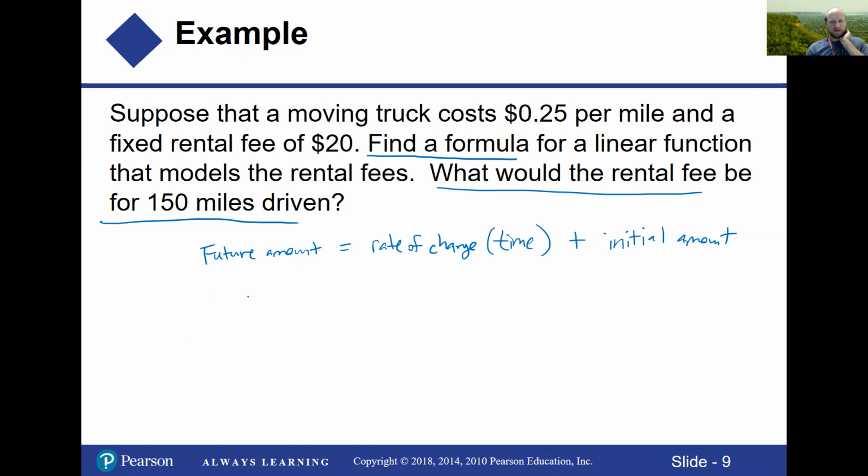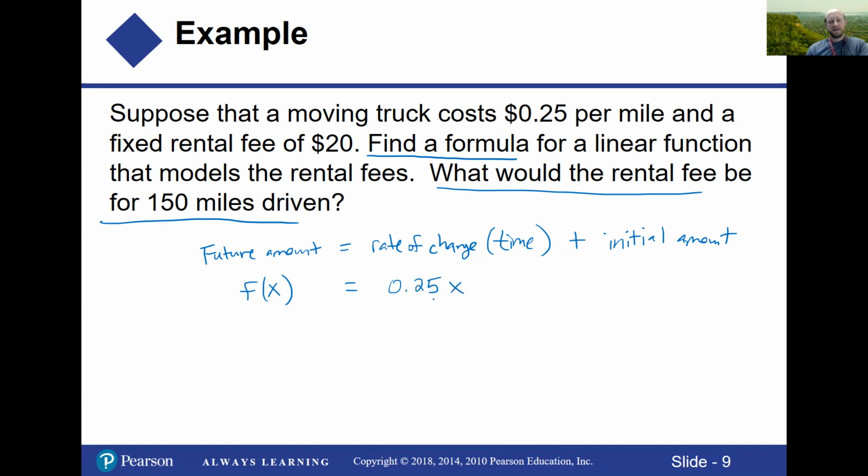Well, for a future amount, I'm just going to use f of x. It's our function. I need to come up with a formula for a future amount. Well, what's the rate of change in this case? Suppose a moving truck costs 25 cents a mile and a fixed rental fee of $20. Well, the rate of change would be the 25 cents for every mile, so the rate of change would be 0.25.